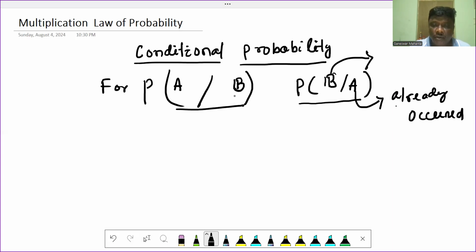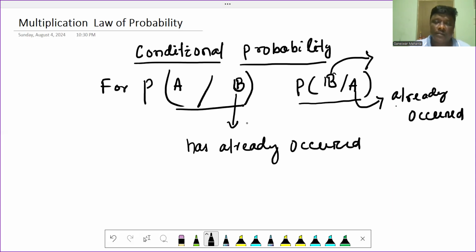Similarly, here B has already occurred, but we need to find the probability of A. This is our process to find the probability of A, and this is the general representation of the conditional probability when B has already occurred and we need to find the probability of A. So there are two cases that arise.